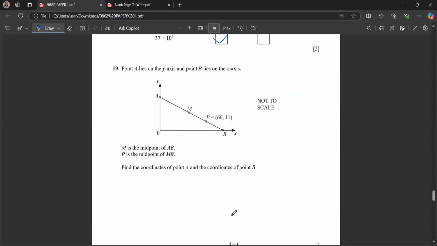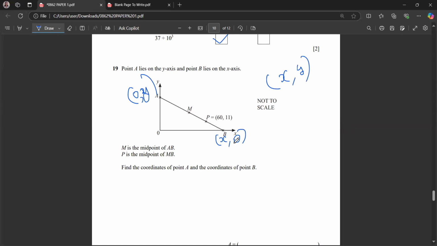Point A lies on the y-axis and point B lies on the x-axis. M is the midpoint of AB, P is the midpoint of MB. Find the coordinates of point A and the coordinates of point B. So first we'll write a general representation of what the coordinates will be. On the x-axis, the y value will always be 0. So that means let's say this is x, comma, 0, isn't it? And on the y-axis, the x value is always 0. So 0, comma, y. Now, this is how we represent coordinates, right? X value first and then y value.